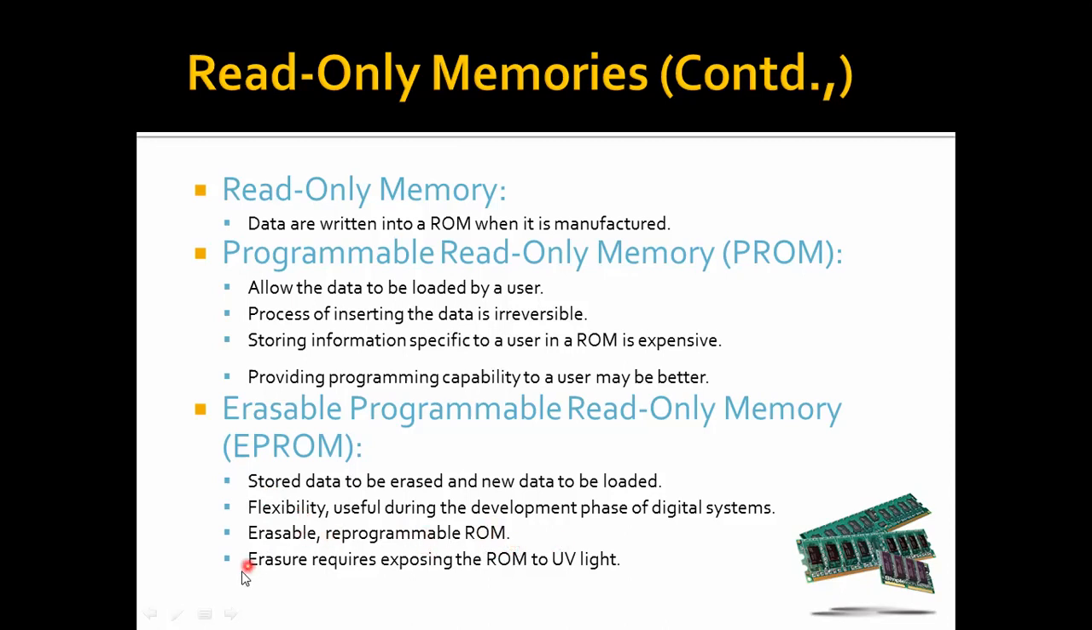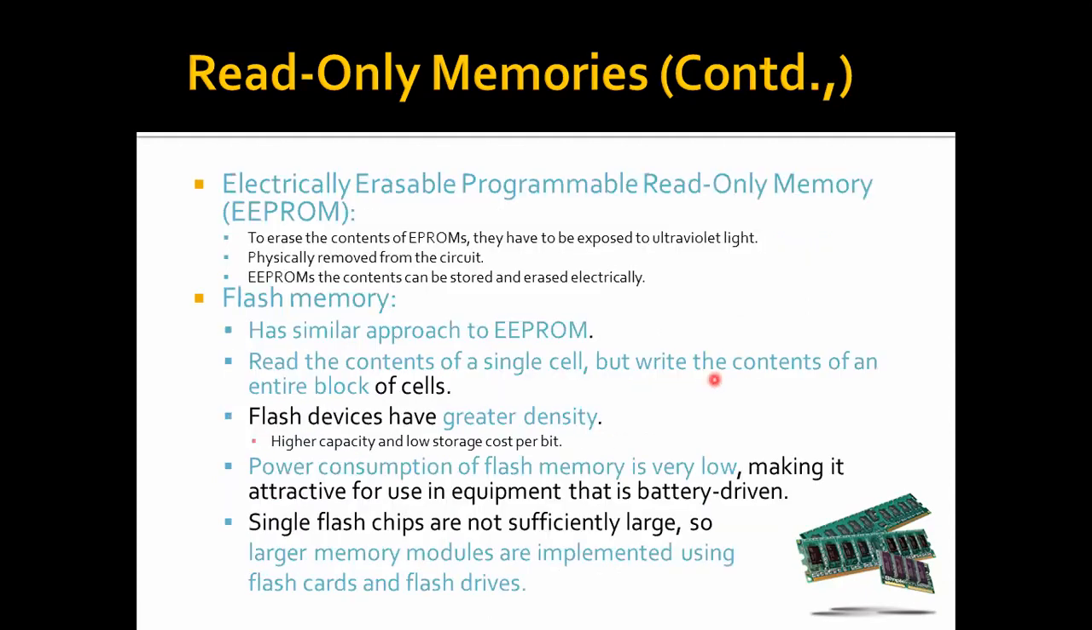Here, erasing requires exposing the ROM to UV light. How can we erase the data? By using UV light we can erase the data and make the modifications which we want, depending on our requirement. So this is erasable programmable read-only memory.